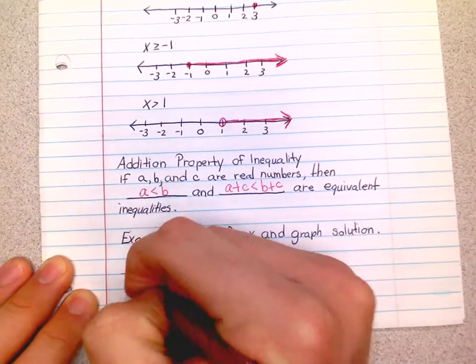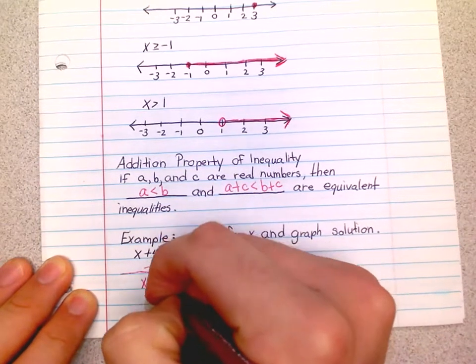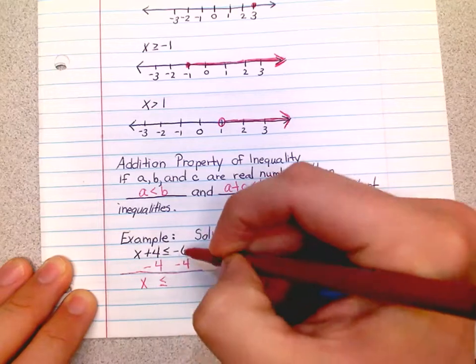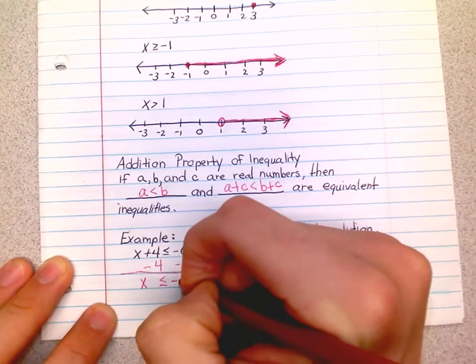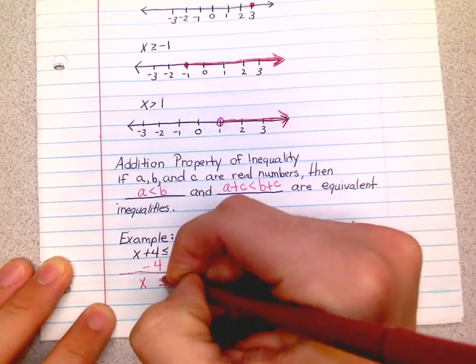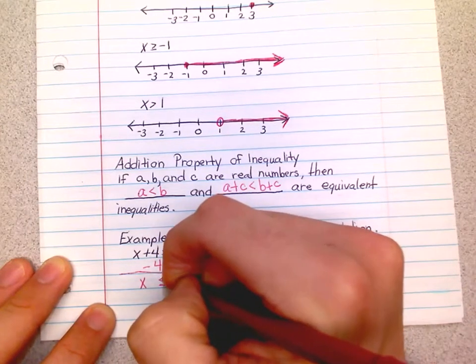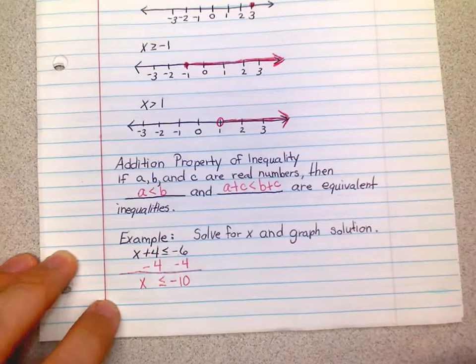Okay, so we're left with x. Remember, this is going to go to 0. Just bring down that inequality as it is. So negative 6 subtract 4. So I think we're going to have a negative 10. X is less than or equal to negative 10. So let's graph that.